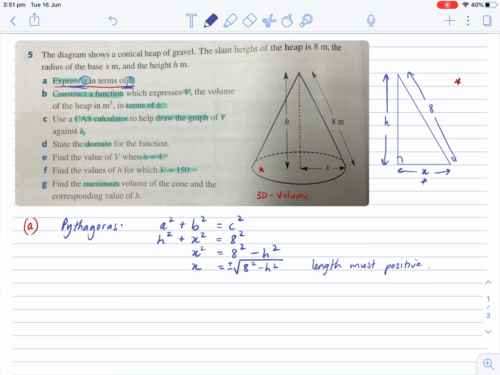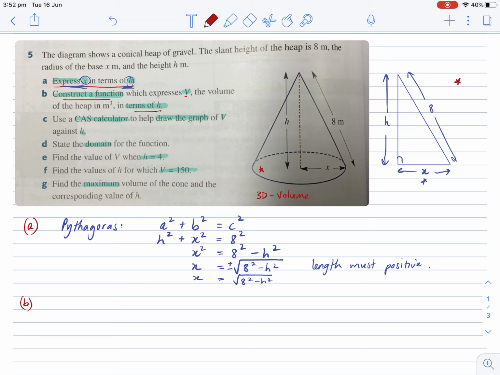So because of this reason, we can actually ignore the minus and just do the square root of 8 squared minus h squared. And if you wanted, you could make 8 squared equals 64 and make that look a little bit simpler. I'm happy with it as it is. All right, part B. Part B says construct a function, expresses v in terms of h.